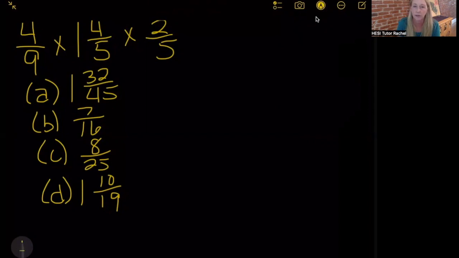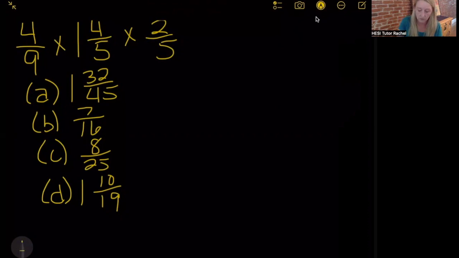So this one, again, might look kind of scary to you because it involves three numbers and they're all being multiplied. But again, it's not going to change the process at all. So 4/9 times 1 4/5 times 2/5. And you can also see here that the answer choices involve some kind of crazy fractions, but it doesn't matter because we're just sticking them all into our calculator. So it's not any more challenge than using smaller numbers.